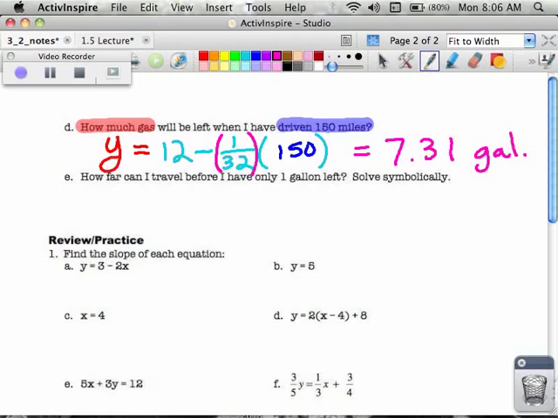So really when you think about this, if it's a 12-gallon tank, you still haven't even used half of your tank yet. Because remember, that'd be 6, and you still have over that. So you can go over 300 miles in your car, which is kind of a nice deal. Notice how this one says how much gas will I have. So gas was the Y stuff, miles were the X stuff. In part E it says, how far can you travel before there's only 1 gallon left? Now the 1 gallon left is talking about the very end. When you're finished, you're talking about 1 gallon.